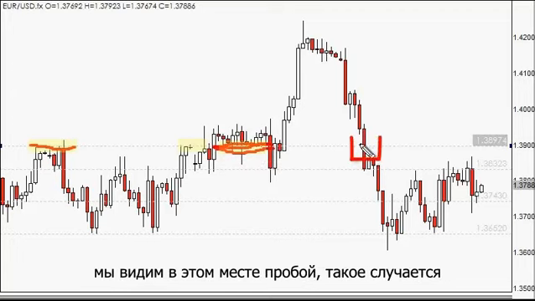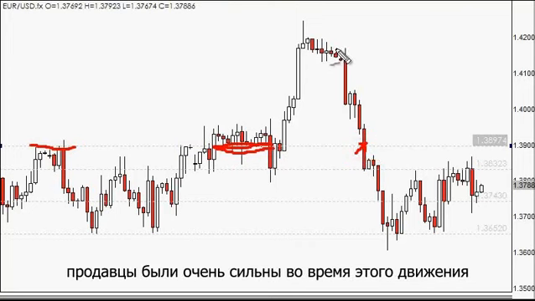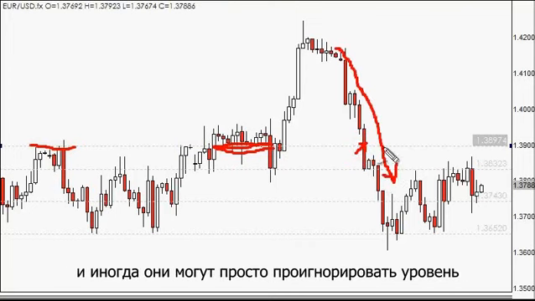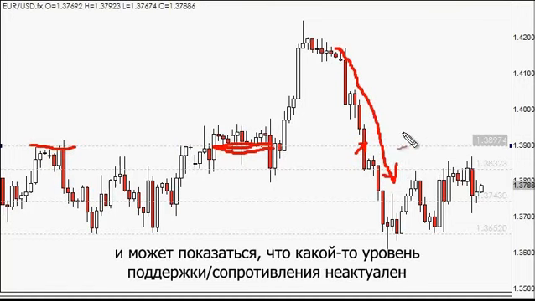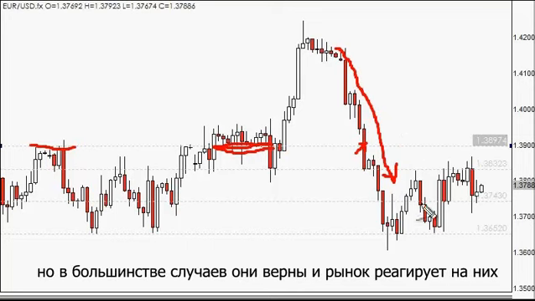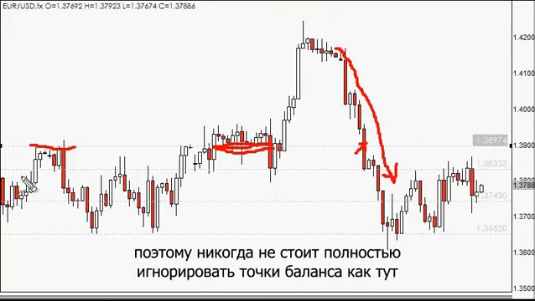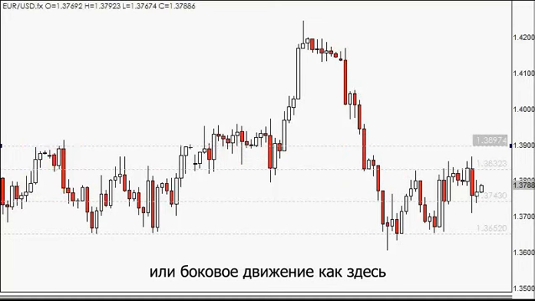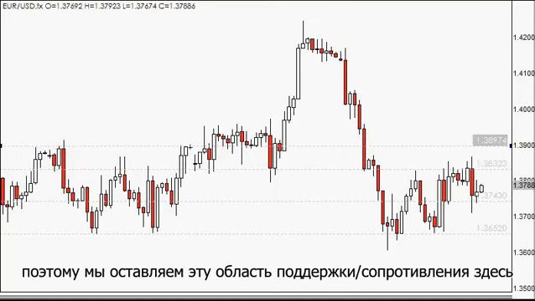On the way down here, it kind of carved straight through it, but remember, that's going to happen sometimes. I mean, the sellers were really strong on this downtrend here, and sometimes they're just going to carve straight through our support resistance areas, and it'll look like the support resistance areas are not valid, but a lot of times they are very much valid. So you should never completely ignore bounces like this and sideways movement like this. Okay, so we'll keep that support resistance area there.